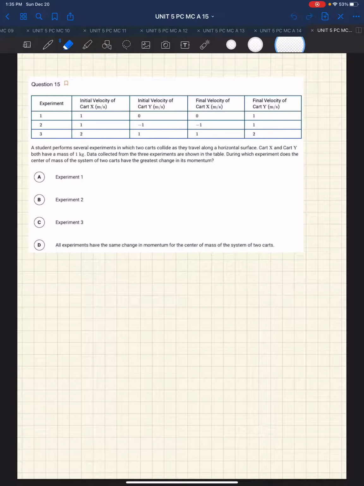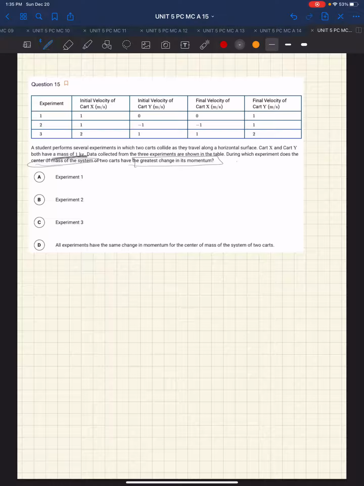So we have a situation where there's several experiments being done on two carts as they travel along a horizontal surface. They have the same mass of 1 kilogram. So the three experiments are shown in the table. In which one does the center of mass of the system have the greatest change in momentum?